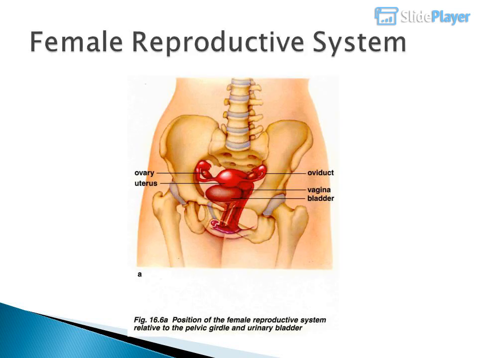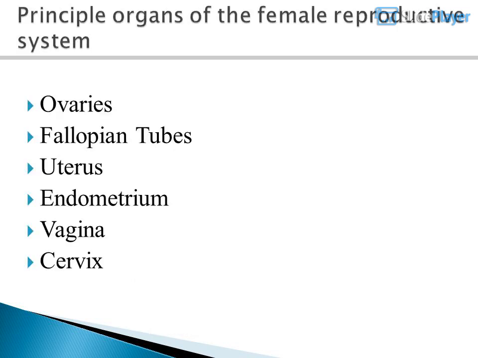Female reproductive system. The role of the female is not only to produce the gametes or egg cells, but her body must prepare to nurture the developing embryo. The female internal genitalia is housed in the pelvic cavity, which is part of the protection system for these organs. Principal organs of the female reproductive system.